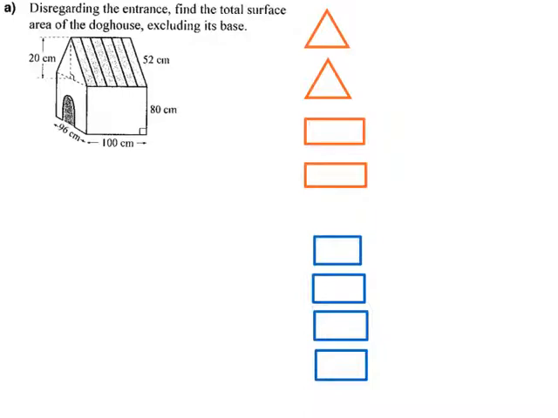And now for our triangles, we have a base right here of 96 times a height here of 20. So 96 times 20 divided by 2 gives you 960.